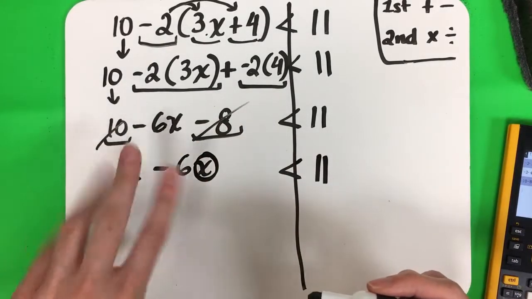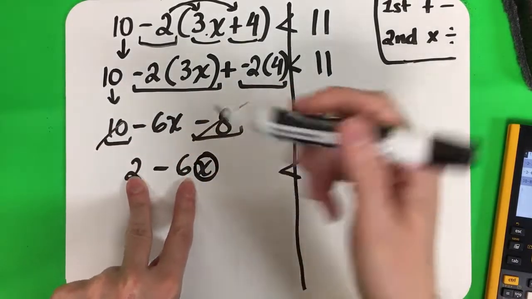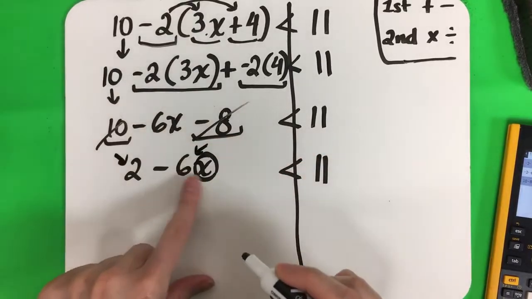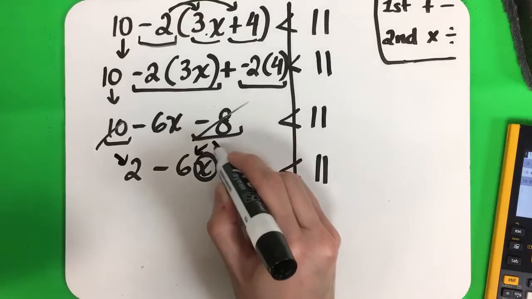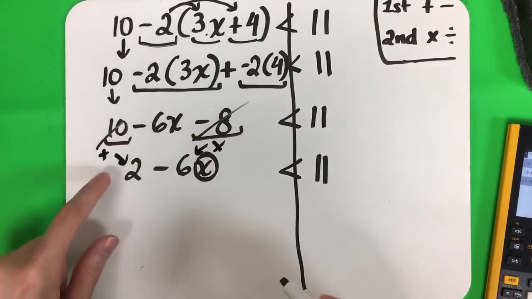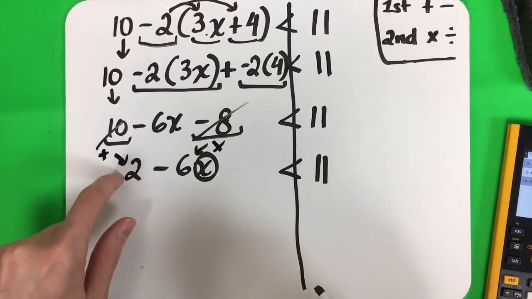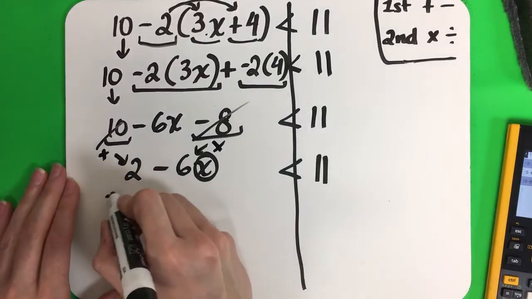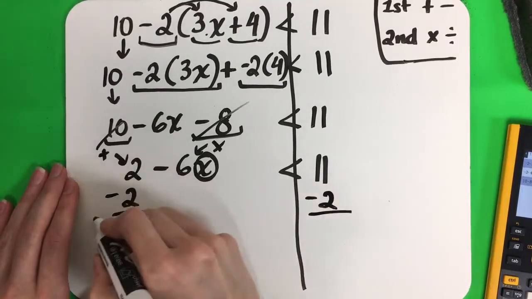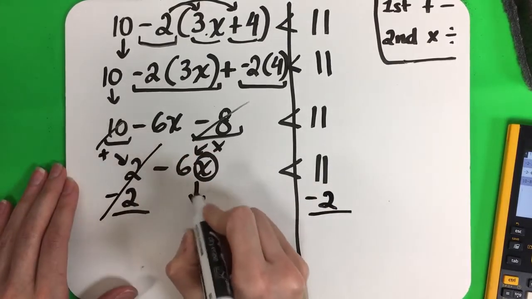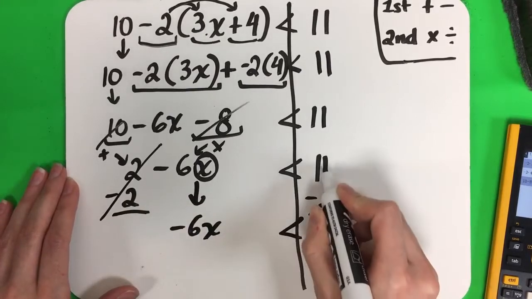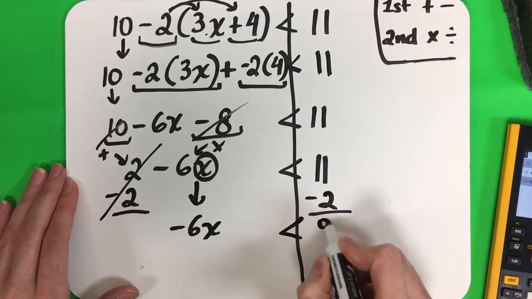You want x alone, circle x. X is on the left. Two numbers on the left, 2 and -6x. Nothing in the middle, multiply. And this is positive. Which one first, positive or multiply? Positive. The opposite of positive is negative. -2. 2 minus 2 is 0. Cancel. Copy -6x. Copy less than. 11 minus 2, 9.